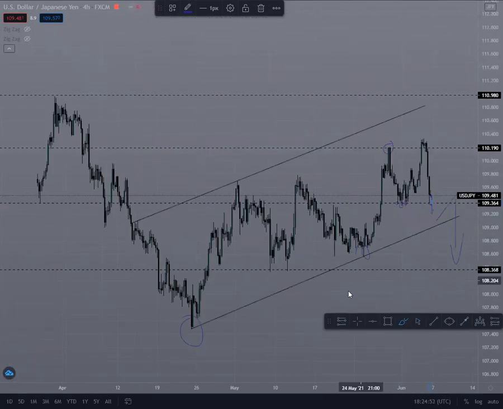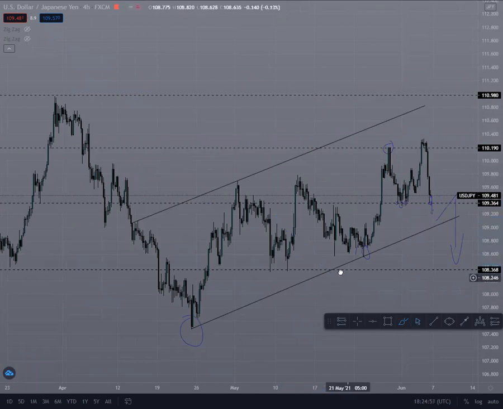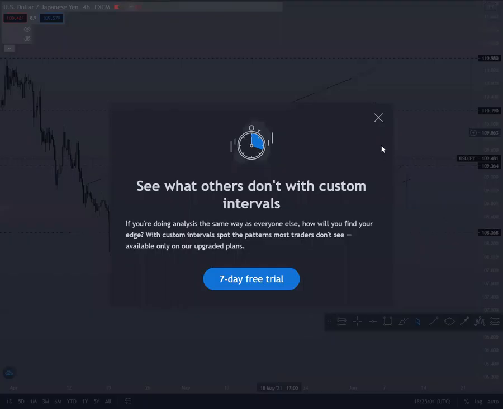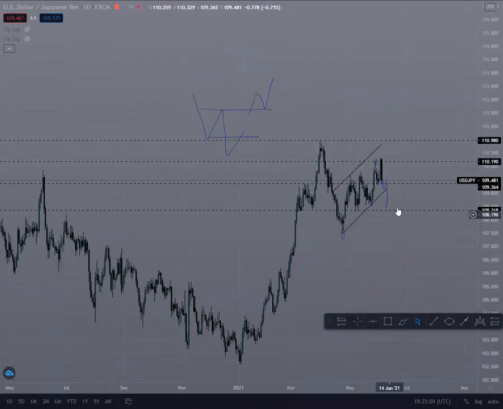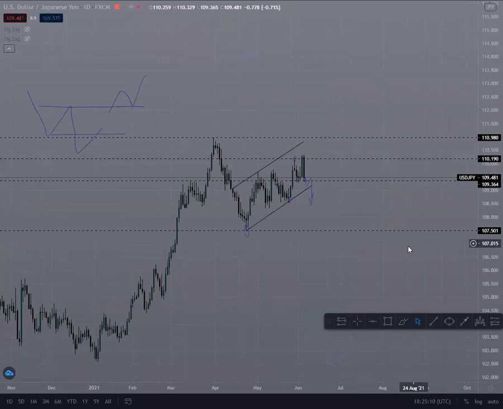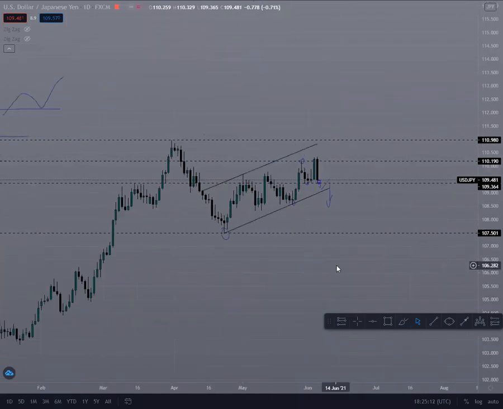But I'm anticipating for price to actually push all the way down until it gets to our TP. Let me just check what our TP here would be. So I'm expecting price to push all the way down until it gets to 107,501. Even if I zoom in, guys, this is what I'm seeing.